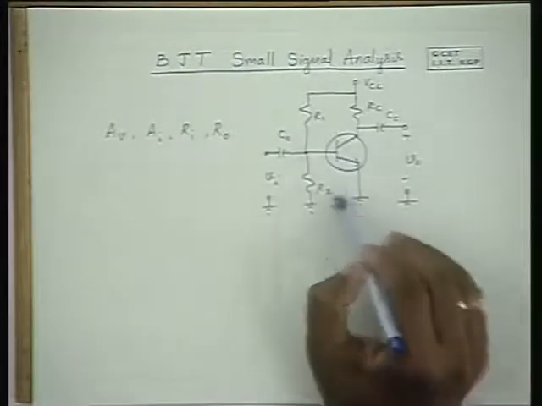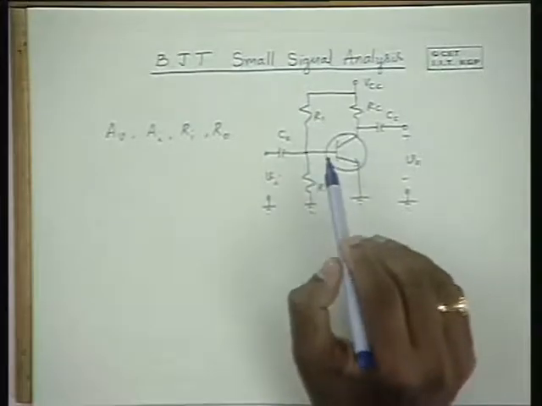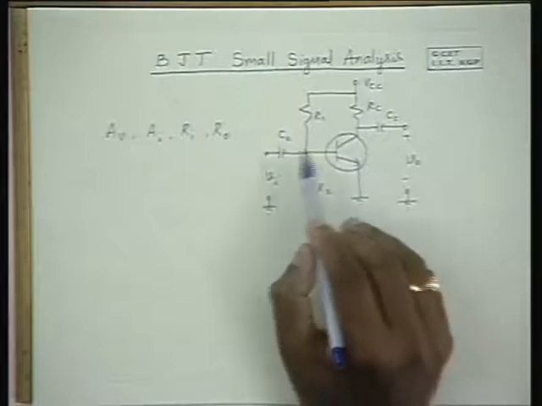When you replace the transistor by a circuit model, it becomes a simple network to be analyzed in terms of output voltage, input voltage, output current, input current and so on. It is a simple circuit analysis problem once you replace the transistor by its model.